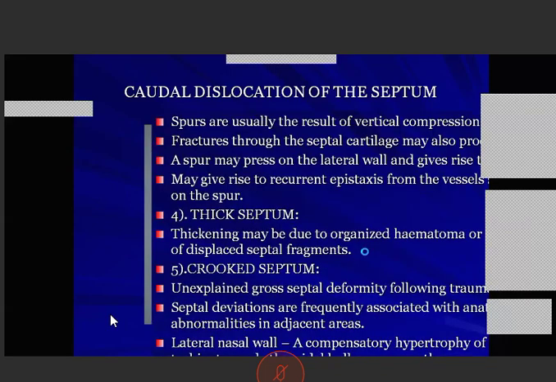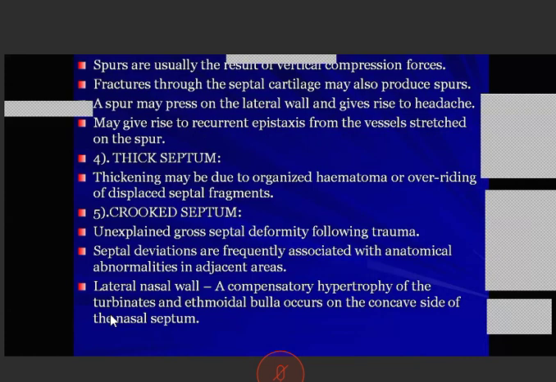So spurs are usually the result of vertical compression forces. I told you a blow may result in a spur. Fractures through the septal cartilage may also produce spurs, as I told you previously. A spur may press on the lateral wall and give rise to headache, and it may lead to epistaxis also when a vessel is passing over the spur. Because of the stretch of the vessel, it may lead to recurrent epistaxis. So it may give rise to recurrent epistaxis from the vessel stretched on the spur.